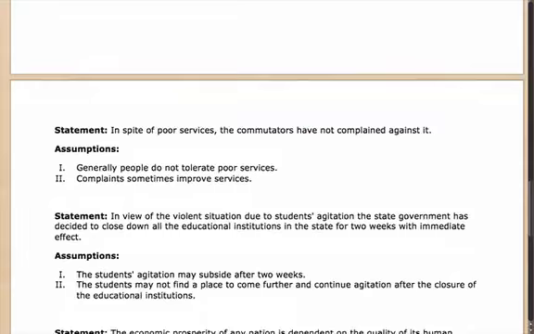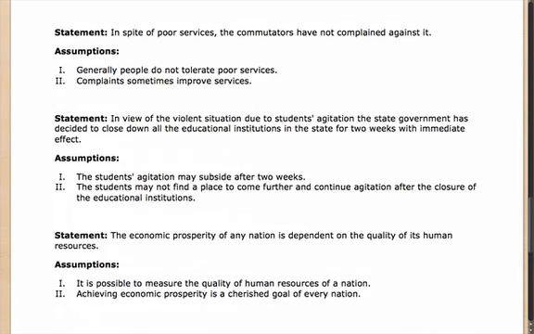Moving on to the next set of problems. Once again, you can pause the video if you like. To continue, let us look at the statement which says, in spite of poor services, the commuters have not complained against it. Now, first assumption is people do not tolerate poor services and hence they complain. That is what this "in spite of" here is implying. So, which means first one is definitely an implied assumption or an implicit assumption.